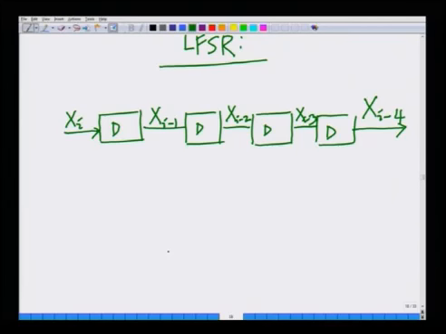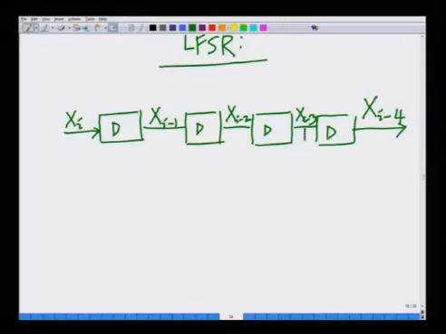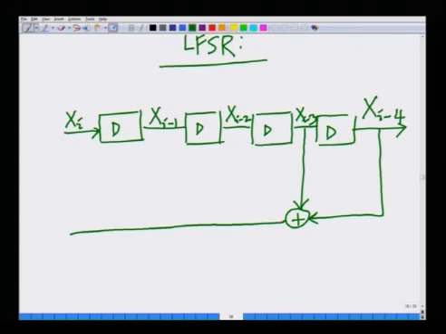Now, these are also a chain of registers. What I am going to do is something interesting. I am going to take xi minus 3 and xi minus 4 and combine them linearly. All right, what am I doing? I am taking xi minus 3 and xi minus 4, combining them linearly, and not only that, I am going to feed this back to xi.